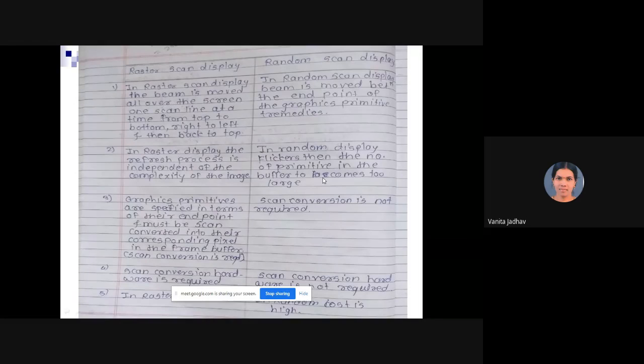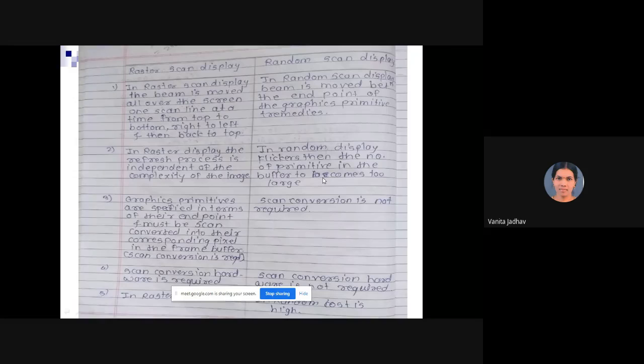Whatever the image is, it is totally independent of that image, it does the same work. But in random, the process is dependent on the complexity of the image. Okay, so this is the second difference.